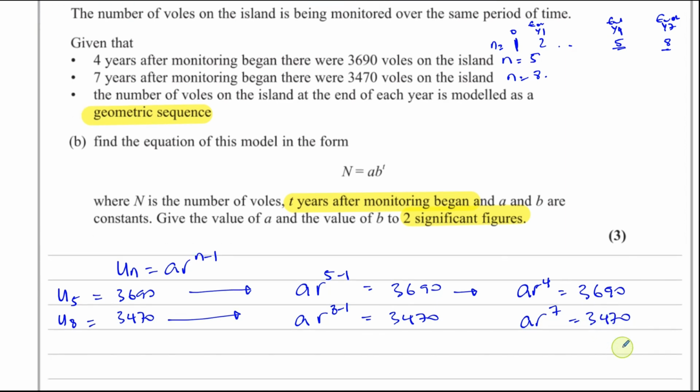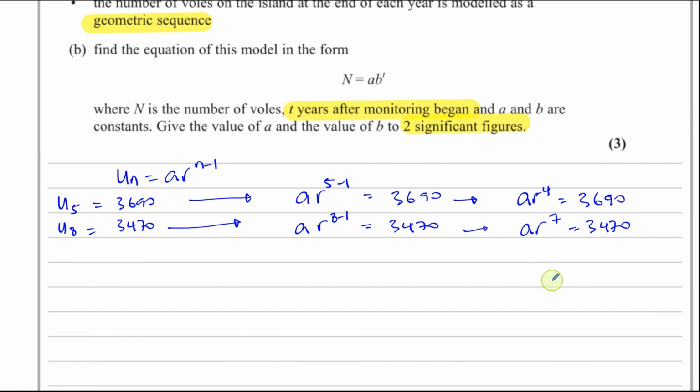So to solve an equation like this, there's a nice, easy way of doing it. We could use substitution. I could, for example, say a is equal to 3,690 over r to the power of 4, replace that instead of a here and have an equation and solve it. That's easy, but there's a very nice, easy way of doing it.